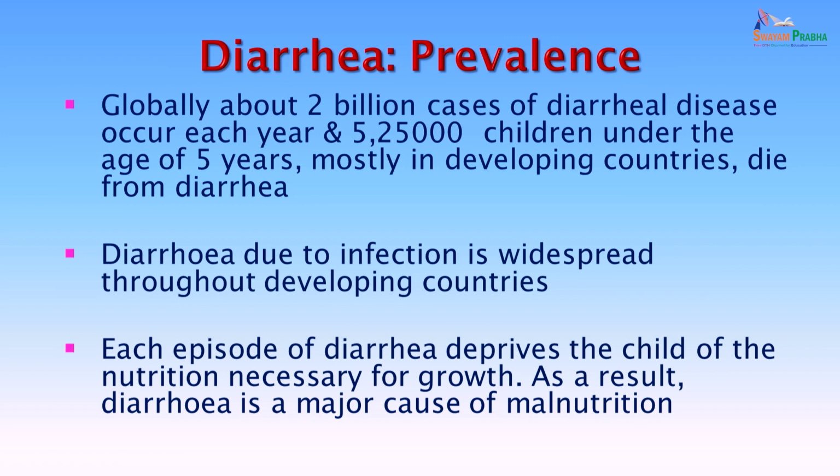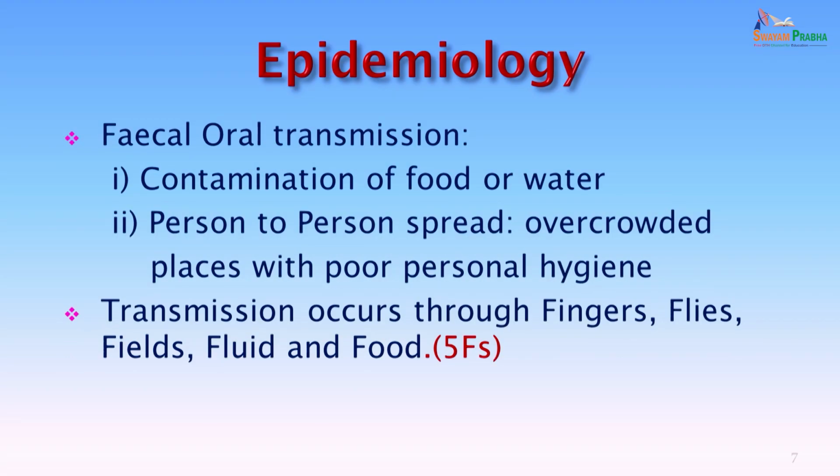Diarrhea due to infection is widespread throughout the developing countries. Each episode of diarrhea deprives the child of nutrition necessary for growth. As a result, diarrhea is a major cause of malnutrition in developing countries. Diarrhea is transmitted through the fecal oral route, through contamination of food or water, or person to person spread in overcrowded places with poor personal hygiene.